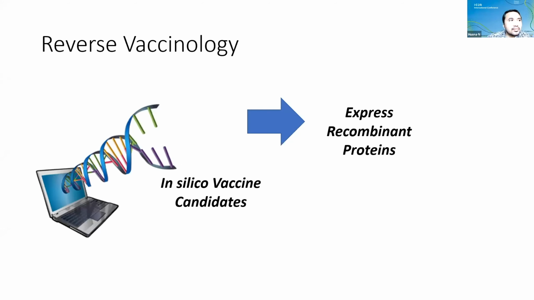So the idea of reverse vaccinology is to design in silico. We try to analyze the sequences, the genome information, the proteome information, or any genetic information that could be utilized by us. And then we can try to design the vaccine candidates, or PVC, the potential vaccine candidate, and then we can express it as recombinant proteins.